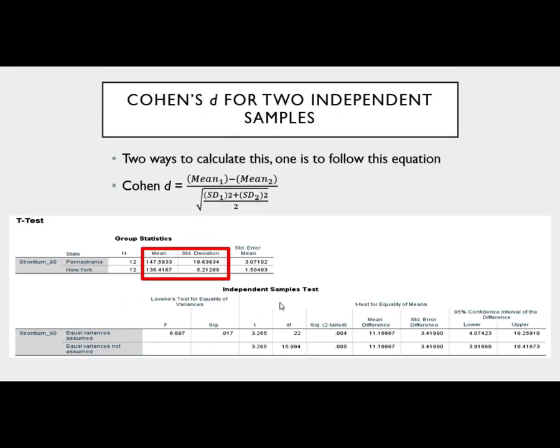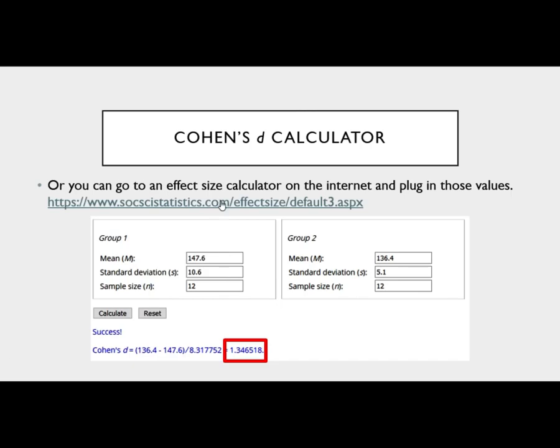All right, so Cohen's D for 2 independent samples. To do this, you would have to do this pooled standard deviation, which is kind of a pain to use. And so we're just going to go to this effect size calculator. If you click here, it'll take you to this website. You just type in the values and you click calculate and you get the Cohen's D. And that's a pretty large Cohen's D.